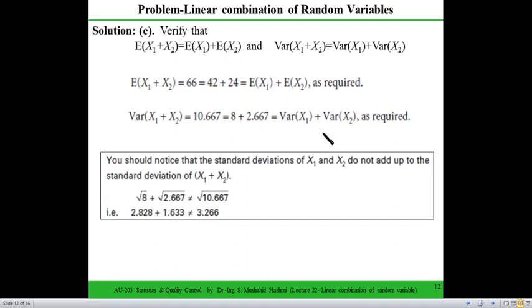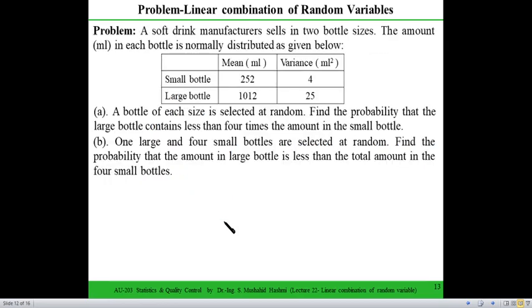And it is important to note that even though the variances are additive, the sum of the standard deviations would not be the same, because the square roots of the variances would not add up the same way. So this is the property for variance, not the property for standard deviation. So it is important to realize this.